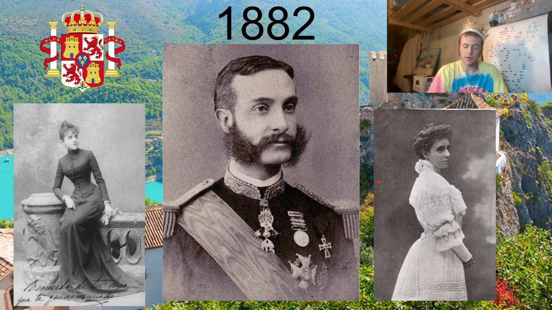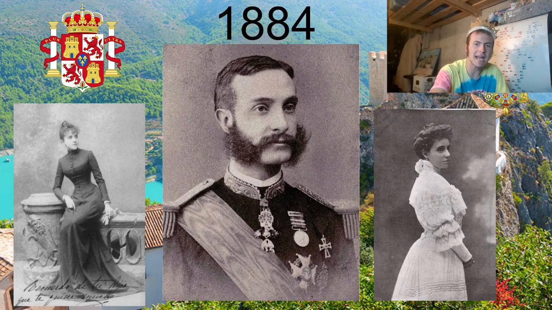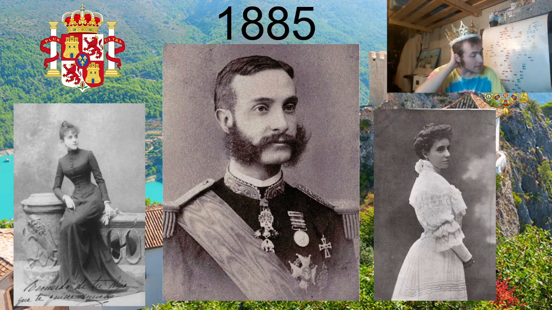Now, Alfonso XII, he needs to have a son to sustain the monarchy, of course, as we get into the 1880s. However, he ends up dying in 1885. But that does not mean that there's not going to be a male heir, because when he dies, Alfonso XII, his wife is pregnant with a son.